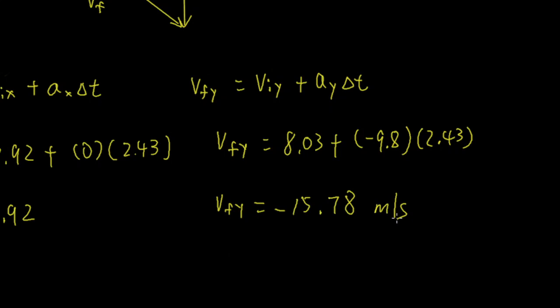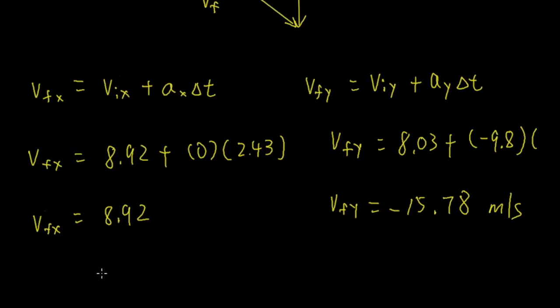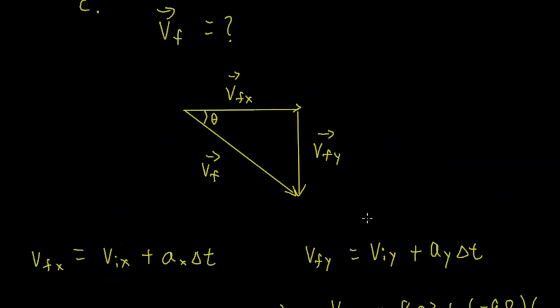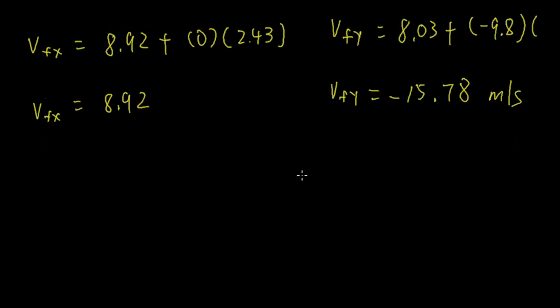Now, as you can see here, V final x is positive, V final y is negative. That makes sense because V final x is in the positive x direction, but V final y is in the negative y direction, as it's dropping. It's falling to the ground.